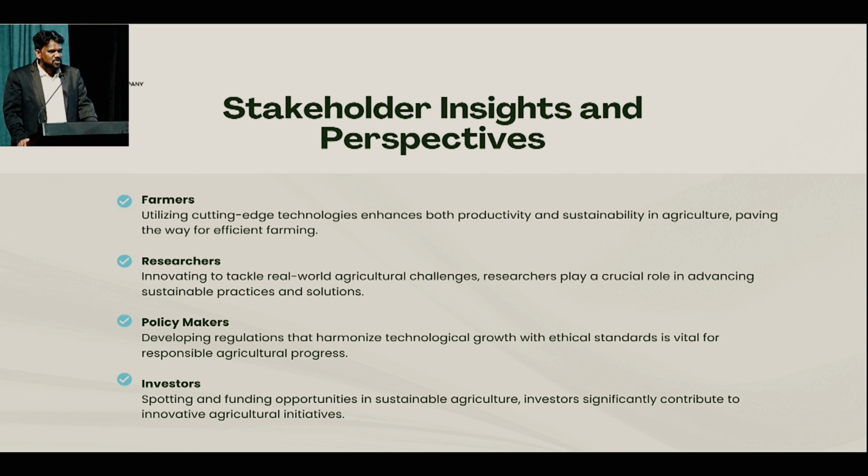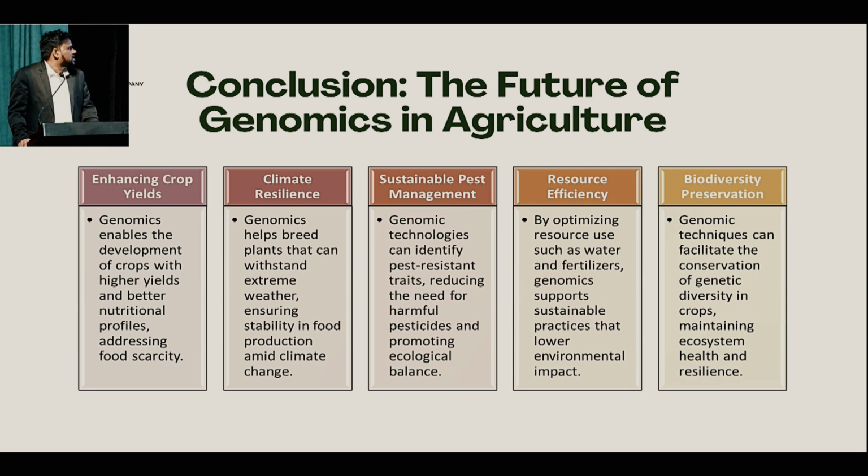Then crops can be improved and genome editing implemented to increase production. These are the conclusions on the future of genomics: enhancing crop yields and climate resilience. Because of climate resistance, crops have to be improved every time, and that has to be integrated into each crop. Sustainable pest management: we have to integrate genes which let the plant manage pests itself and be sustained in very harsh conditions. Resource efficiency: resources have to be available to the farmer, the researcher and the investor, so they can be implemented in field trials. And biodiversity preservation: crops have to be diversified based on the region.